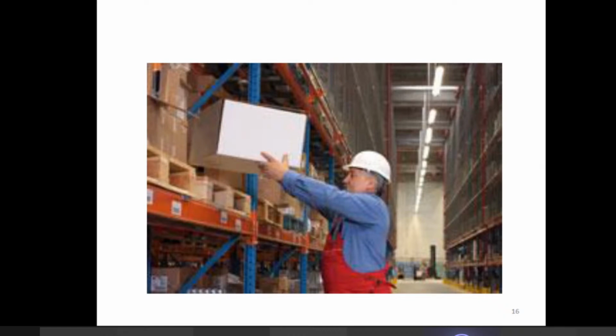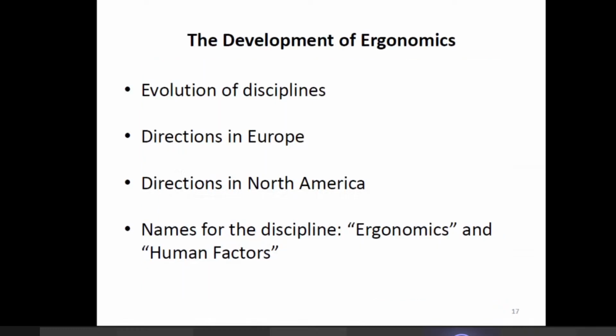He's going to be fatigued much faster, right? So how do we lift a load? What is the optimum height that we could lift? What is the optimum distance? What is the optimum weight? All this we will look into under the topic of MMH, manual material handling, in the coming slides.